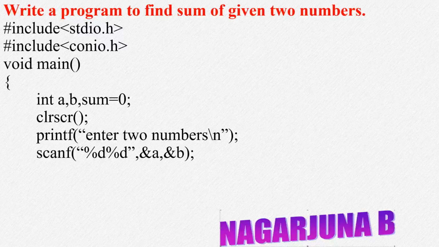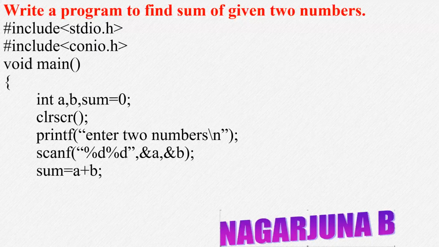Then we need to write the computation statement, it is a calculation statement. Sum is equal to a plus b, semicolon. Here, whatever values have been entered by the user will be stored in a and b, and it will calculate the sum. When we write sum is equal to a plus b, that value will be stored in the variable sum.